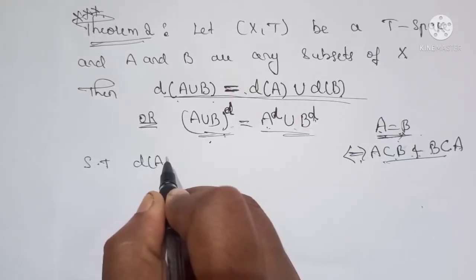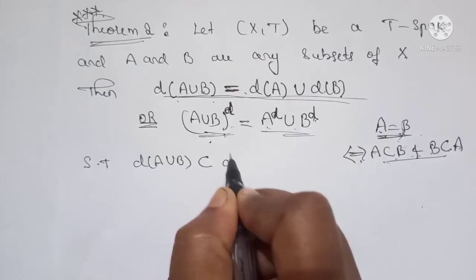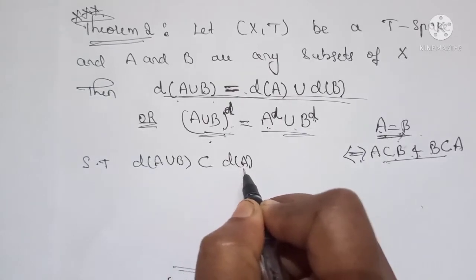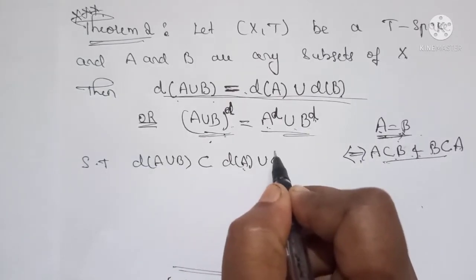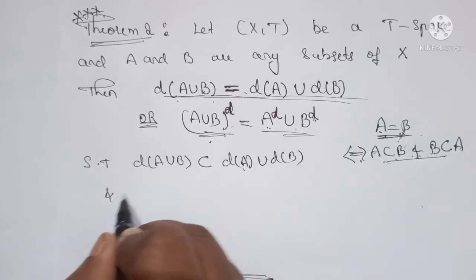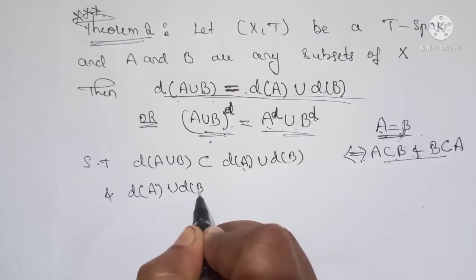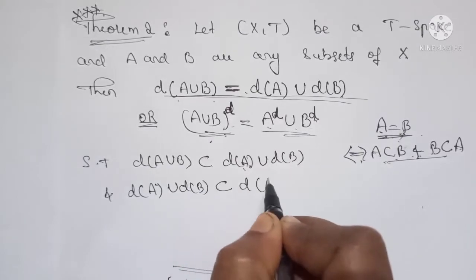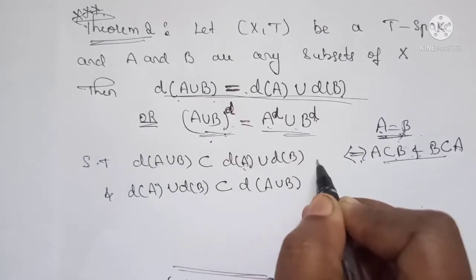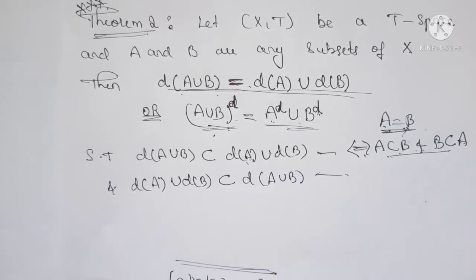D of A union B is a subset of D of A union D of B, that is, the derived set of A union B is a subset of the derived set of A union the derived set of B. Similarly, we have to show that the derived set of A union the derived set of B is a subset of the derived set of A union B. We prove one by one using the first condition. Okay, proof.